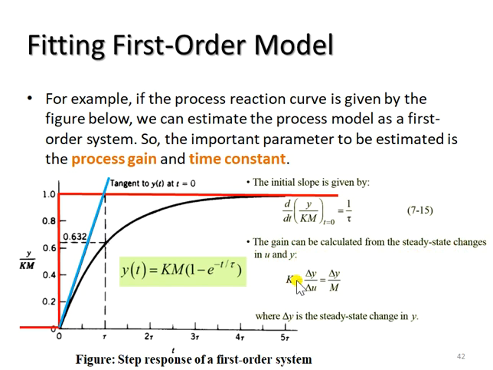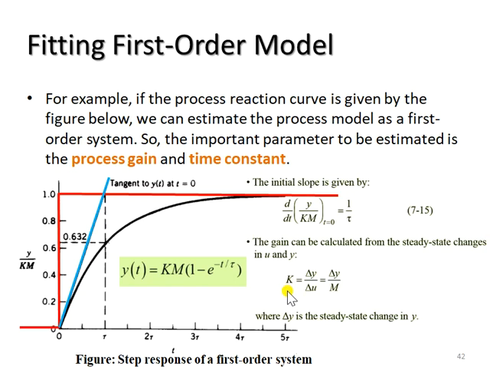So K is equivalent to delta Y over delta U, which in this case is the output delta Y over the input. Input is given by M, and we already know what is the input to the process, the magnitude of input, and the final value of Y can be measured from the output. So by using these two values, we can calculate what is the K or the process gain.